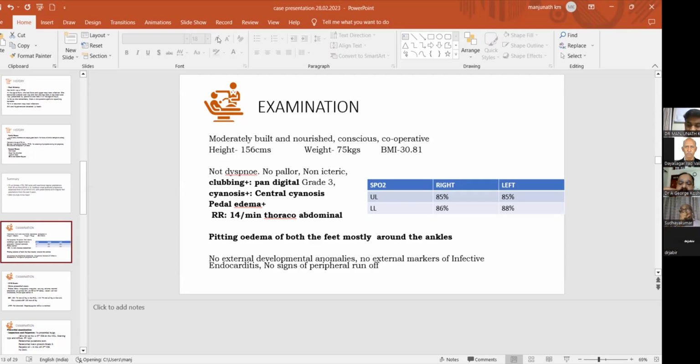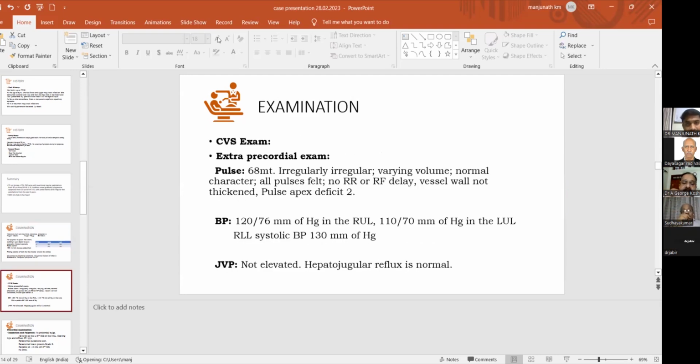Okay. Next. Coming to the CVS examination, extra precordial, pulse rate is... Don't go for all those extra precordial things. You need not go there. You just write a novel. Okay, pulse is 68 per minute, irregular, varying volume, normal character. All the peripheral pulses are felt, sir. No radioradial or radiofemoral delay. Condition of the vessel wall is not thickened. Pulse apex deficit is 2, sir.